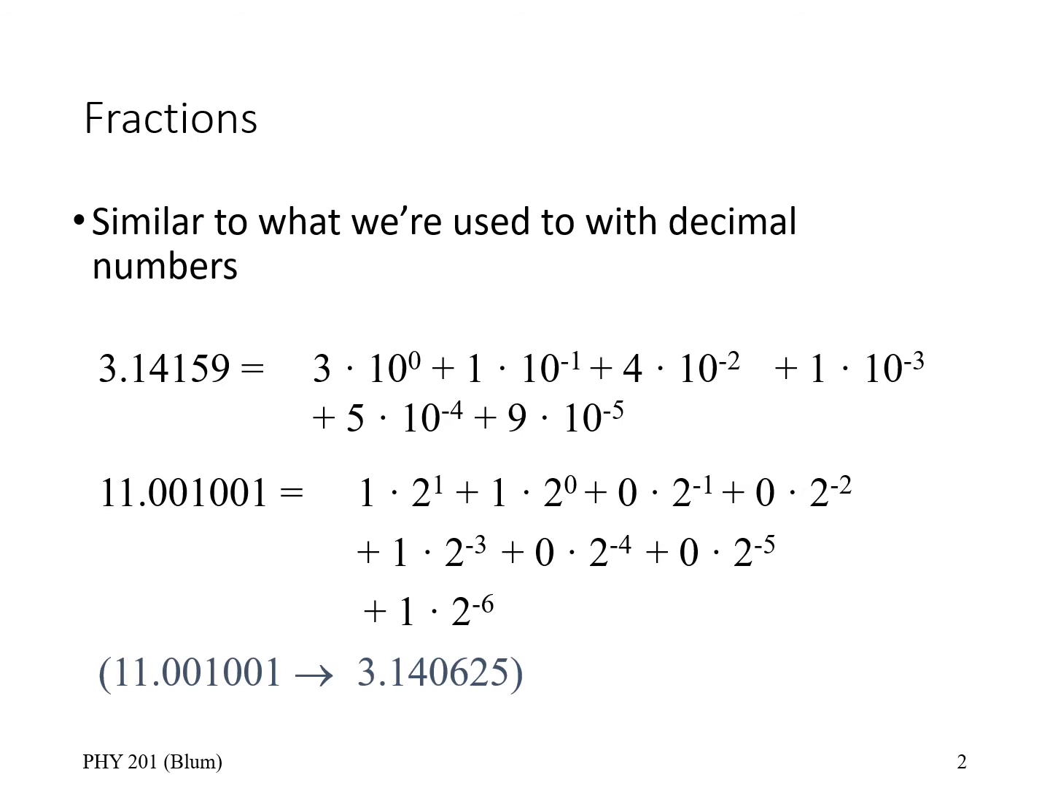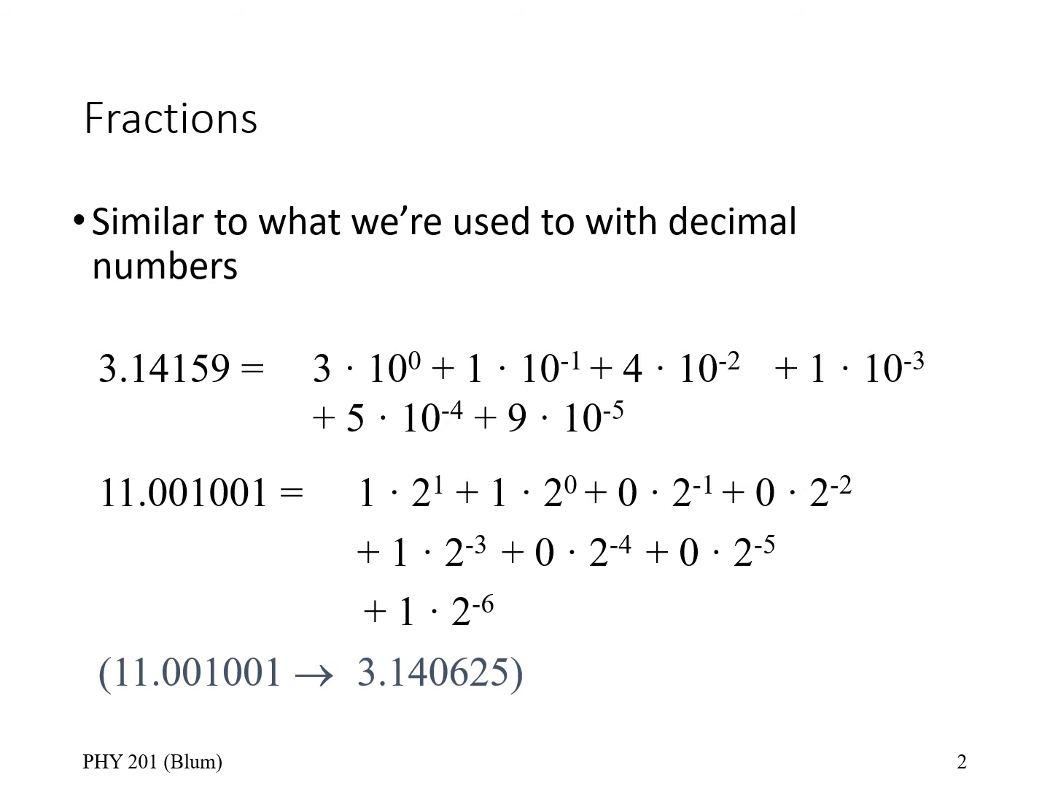the fraction. So just like in decimal, where the fractional bits are negative powers of 10, so if we look at 3.14159, that first 1 is the tens place, the 4 is in the hundreds place, the 1 is in the thousands place. These are negative powers of 10. Same thing applies in binary, except the powers are of 2.